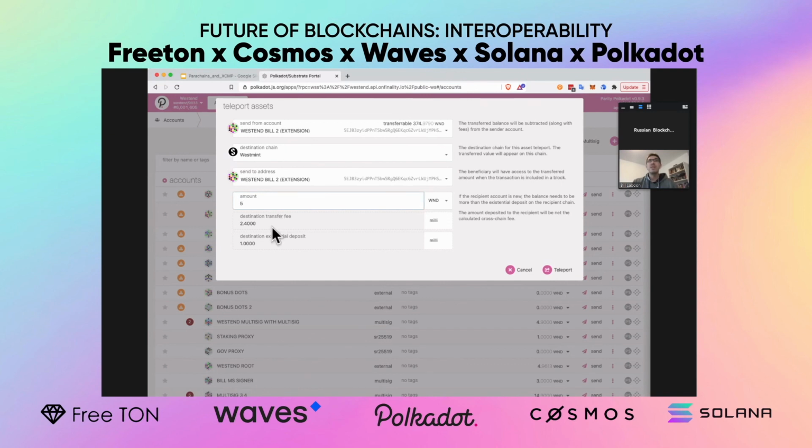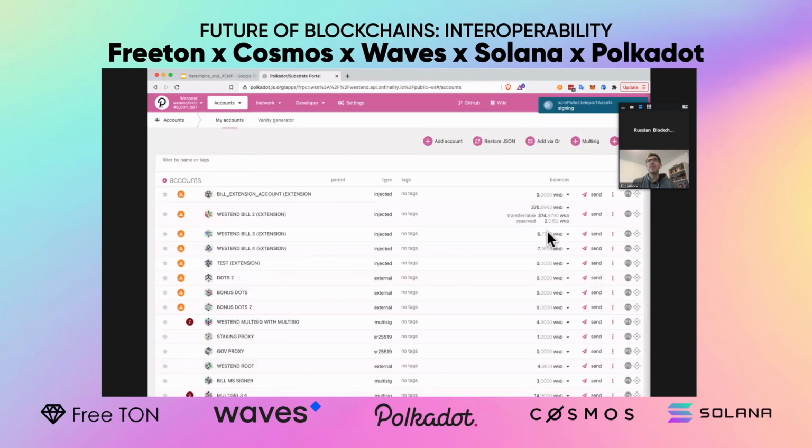Some transfer fees will be taken away from that. And now we're going to teleport and sign and submit. So my transaction is now being broadcast and then sent. There we go. It's sending, you can see the XCM pallet. So it's doing cross-chain messaging. But actually it was very fast. It usually takes about 12 seconds or so, but I guess I got lucky.